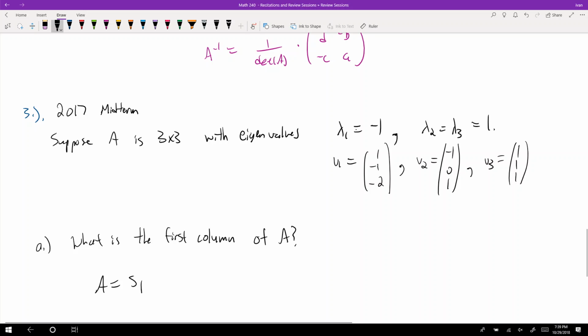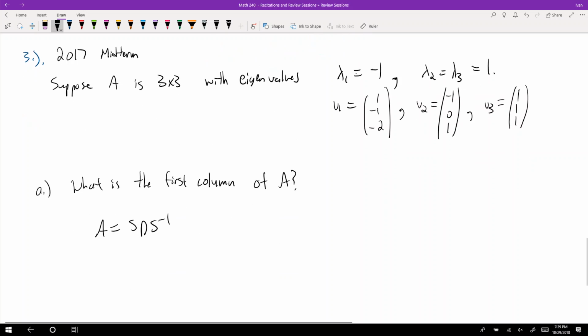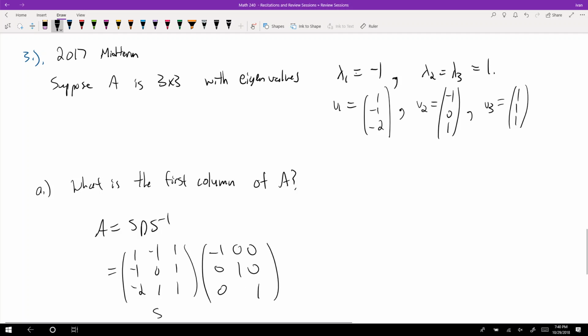Yeah, A is S D S inverse, right? So already this one isn't as nice as the previous one because you have to invert a 3 by 3, which is not the end of the world, but it's not the greatest. So you'll have S with columns (1, -1, -2), (-1, 0, 1), (1, 1, 1). All right, so this is S, and then here's D, with -1, 1, 1 on the diagonal. Okay, so the real question comes, what is S inverse?